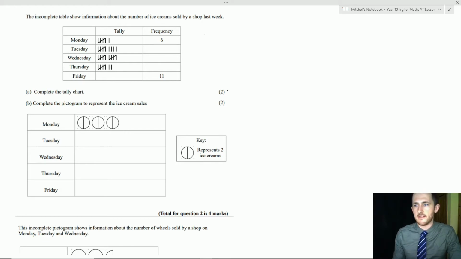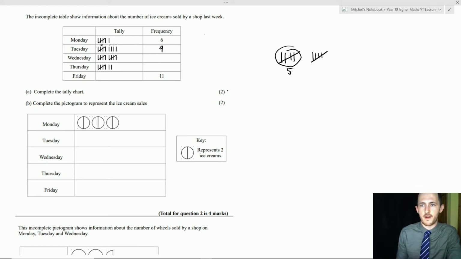When you do a tally, it would represent 1, 2, 3, 4. You just count the number of lines. Then when you have a 5, you put a line diagonally. So that's 5 lines, but it's easier to see when you put a line through it. So you can just count up in 5. So this Tuesday would be 5, and then another 6, 7, 8, 9. So 9 in total. 5 plus 4. This one has 2 of these kinds of sections. So that's 2 5s, which would just be 10.